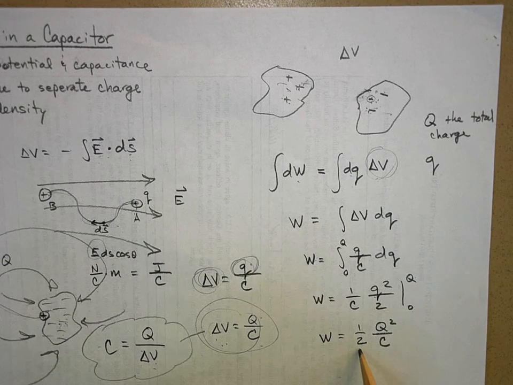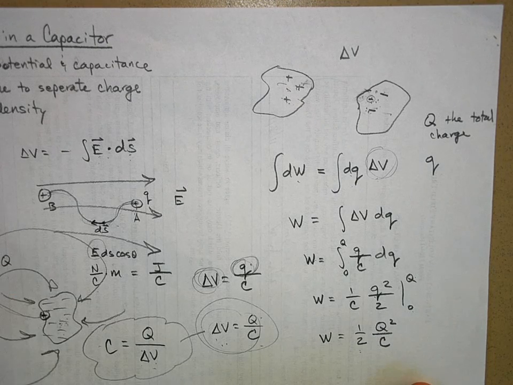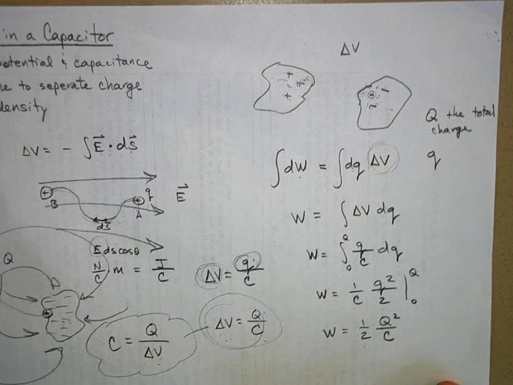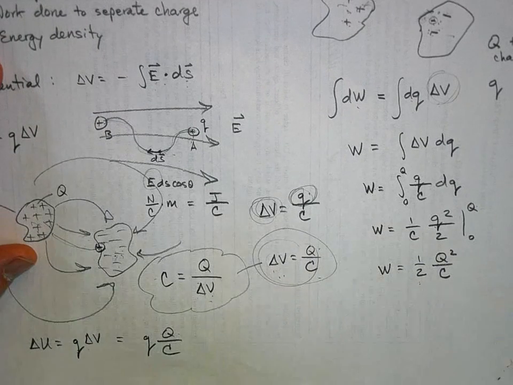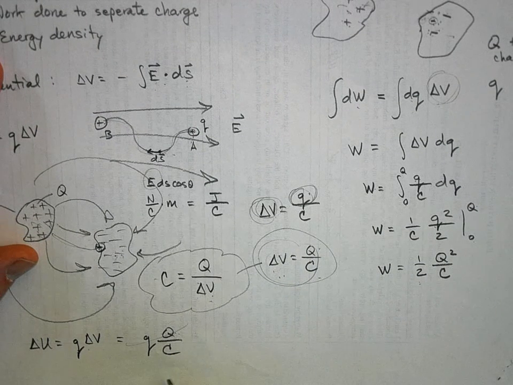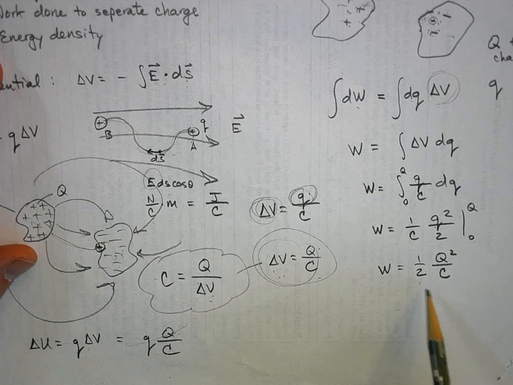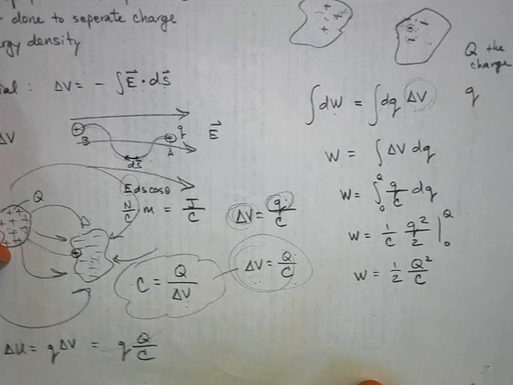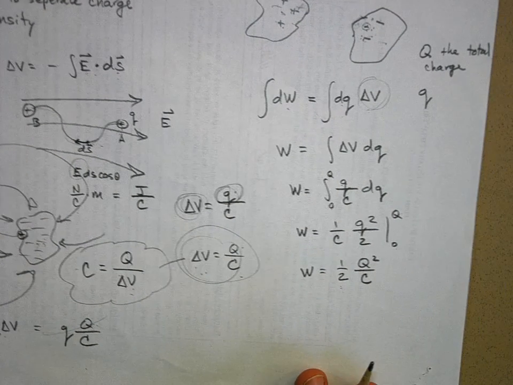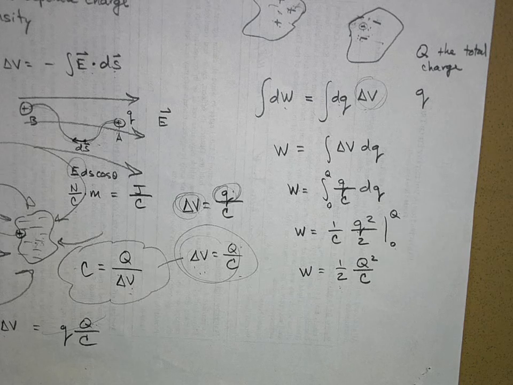So you have this 1/2. Now, when we naively looked at it without using integration, like we did over here, we would just have Q times Q, Q squared over C. But no, it's 1/2 Q squared over C. That's what you have to do. So that's the work it took to separate all that charge.